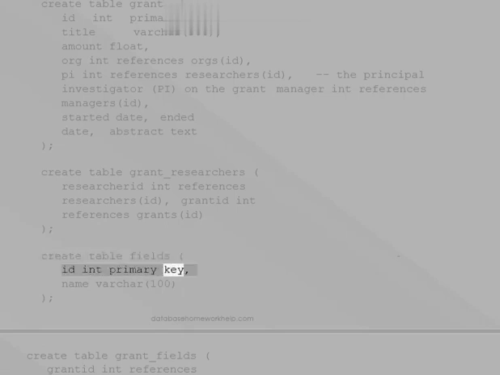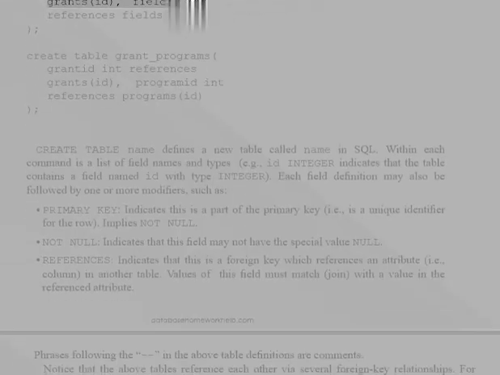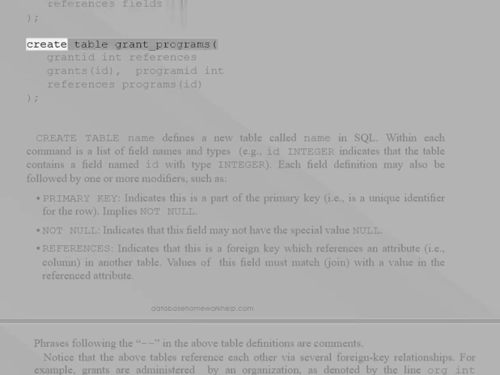Create table fields, ID int primary key, name varchar(100). Create table grant_fields, grantid int references grants(ID), fieldid int references fields(ID). Create table grant_programs, grantid int references grants(ID), programid int references programs(ID).